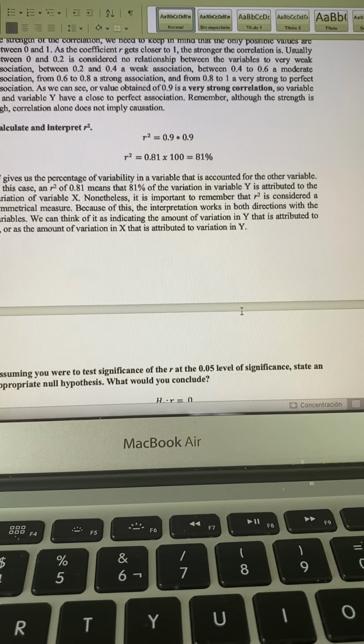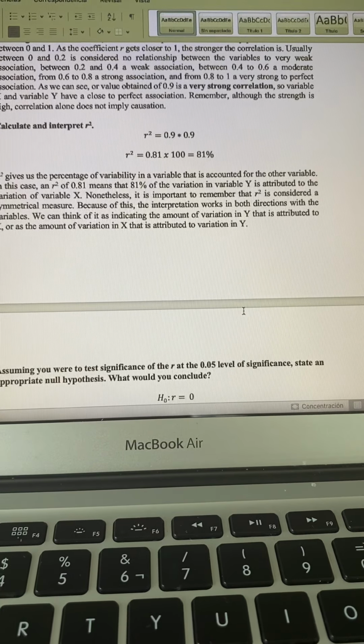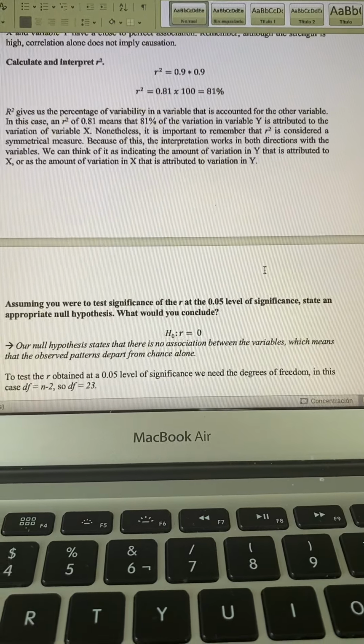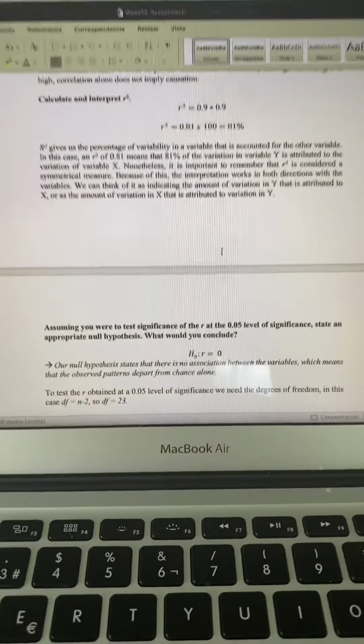And yeah, so we need to keep that in mind. And yeah, there I explained a little bit more.